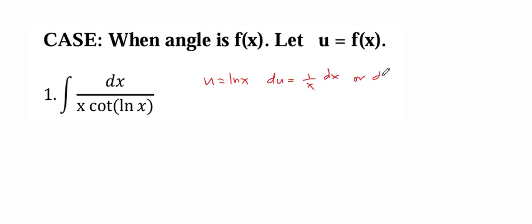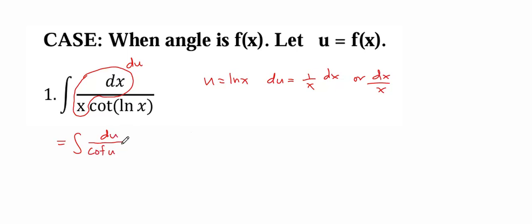Or this is dx over x. Again, notice that this is part of the integrand, and this is simply du. So this reduces to the integral of du, since dx over x is du. Then we plug in u, so this is cotangent of u. So it reduces to a simple one.